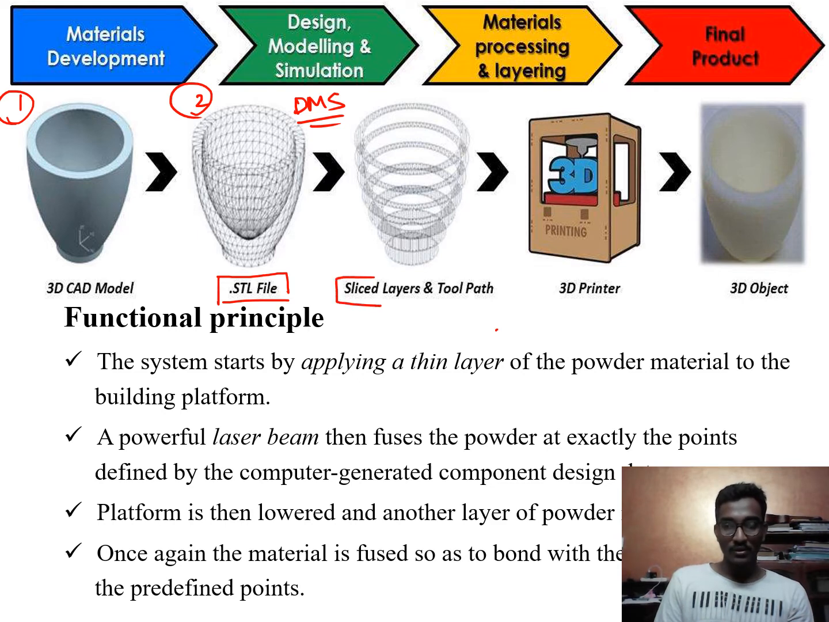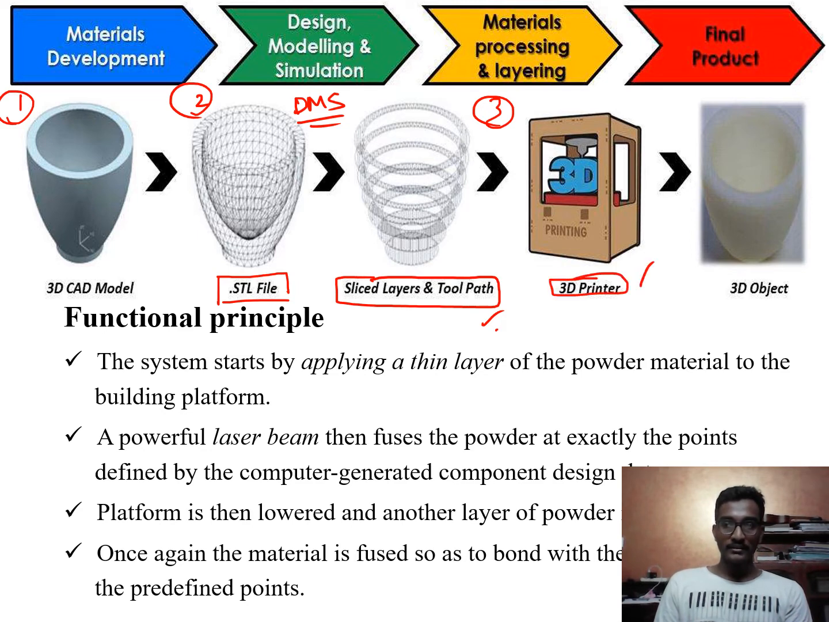And thirdly, in the same thing we slice it. There is also something called the slice formula. We design the .stl file and put it in slicing software so that we can slice it one by one, and there is a tool path, so we'll do it. And then what we do is material processing and layering, which is done by the 3D printer.